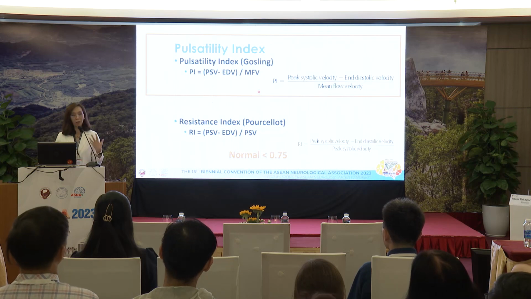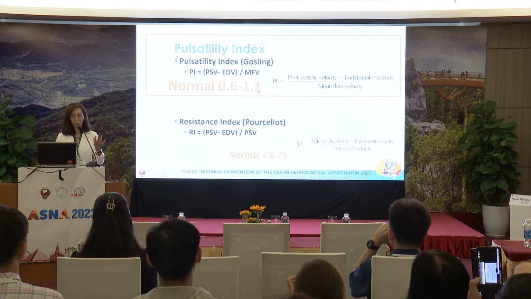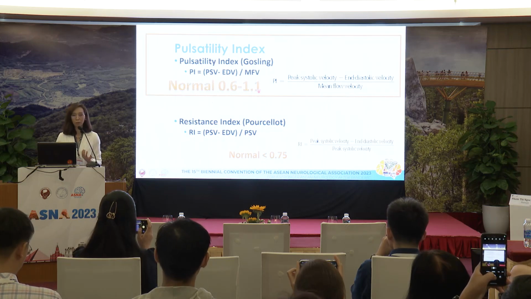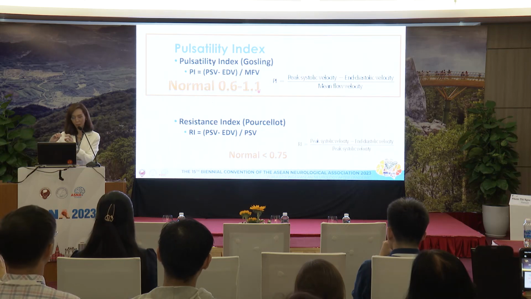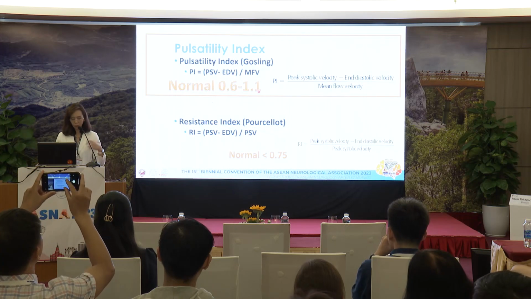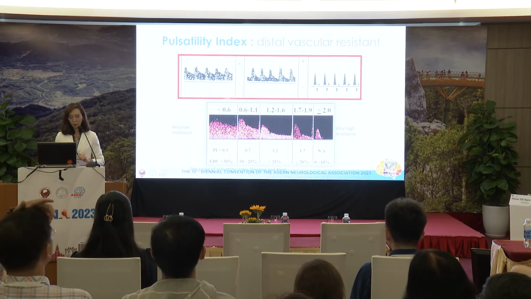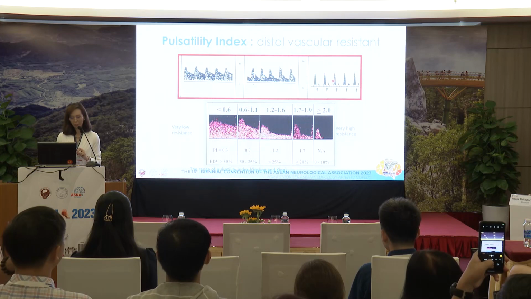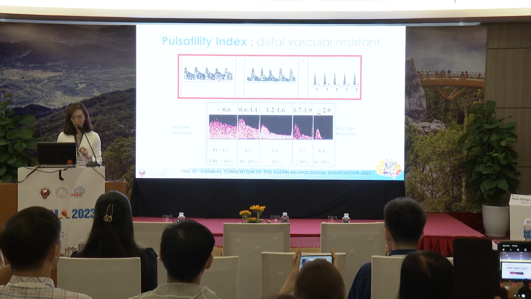So in the normal intracranial vessels, we would expect the PI to be around 0.6 to 1.1. If it's higher than this, it's very likely there's some resistance at the end, maybe some vasoconstriction or some stenosis distal to the insonation point. So you can see this is a high pulsatility index. This is a high resistance waveform. And then this is a lower resistance waveform.